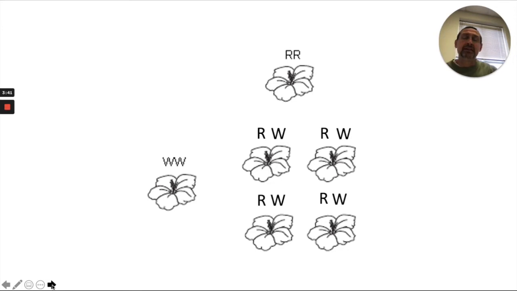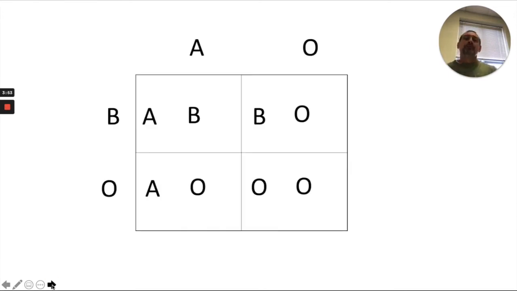If this were incomplete dominance, we could do the exact same process where we cross the red one with the white one, and we would find that all of the resulting flowers are pink. Blood types are a great example of not just codominance, where more than one trait shows up, but also multiple alleles, where there's more than one option for each trait.